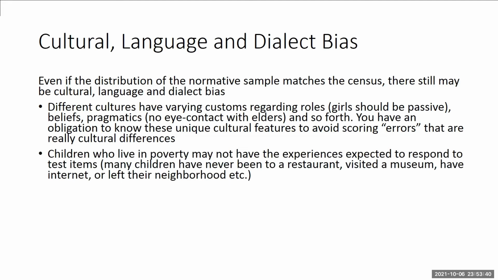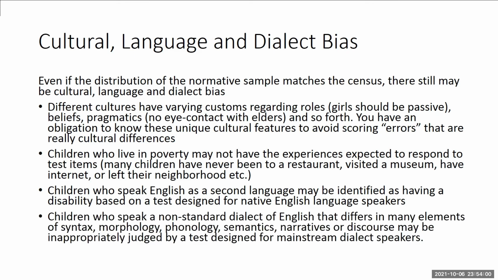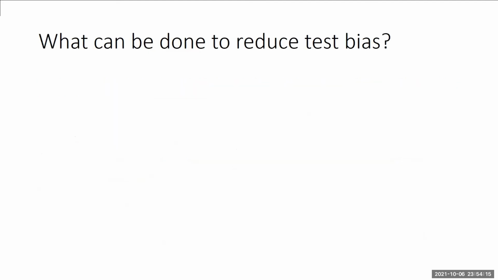Children who live in poverty may not have the experiences expected to respond to test items. Many children have never been to a restaurant, visited a museum, have the internet, or left their own neighborhood. Children who speak English as a second language may be identified as having a disability based on a test designed for native English language speakers. Children who speak a non-standard dialect of English that differs in many elements of syntax, morphology, phonology, semantics, narratives, or discourse may be inappropriately judged by a test designed for mainstream dialect speakers.